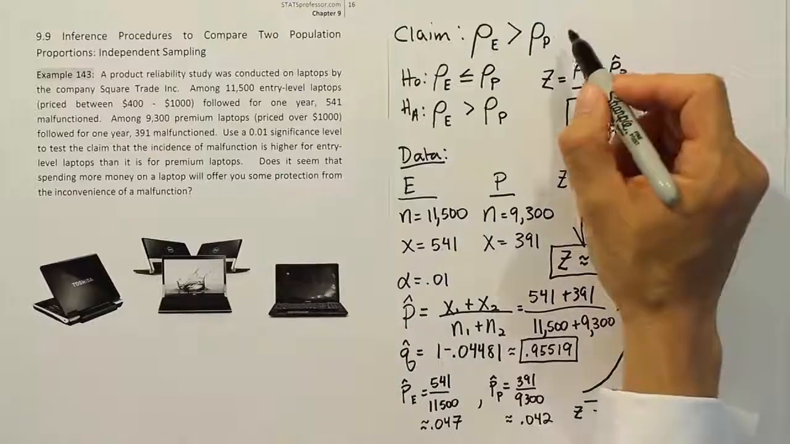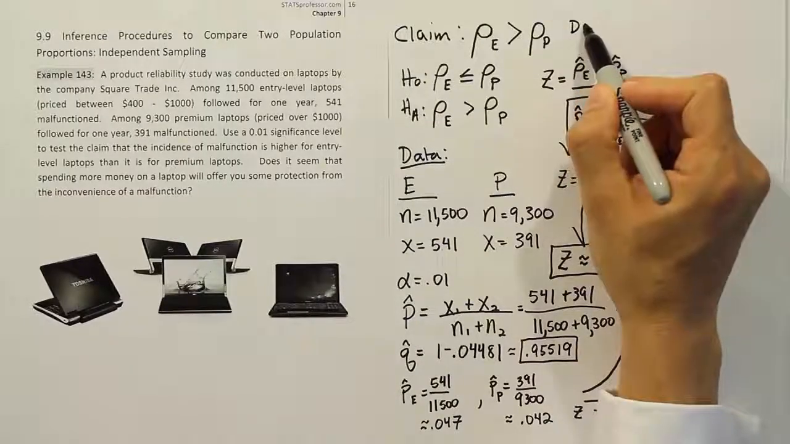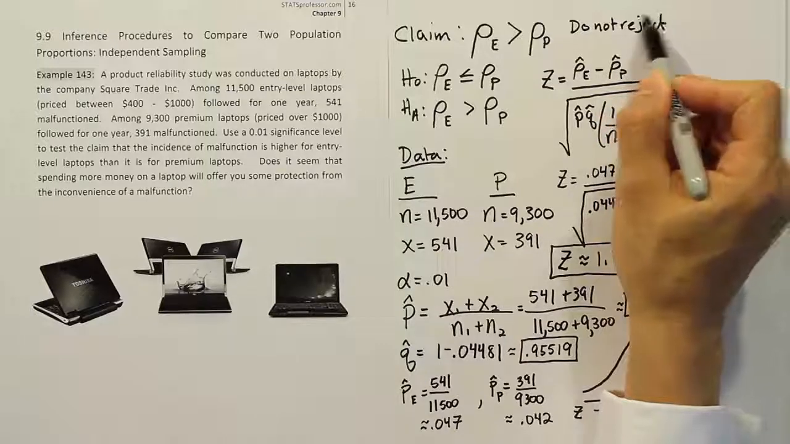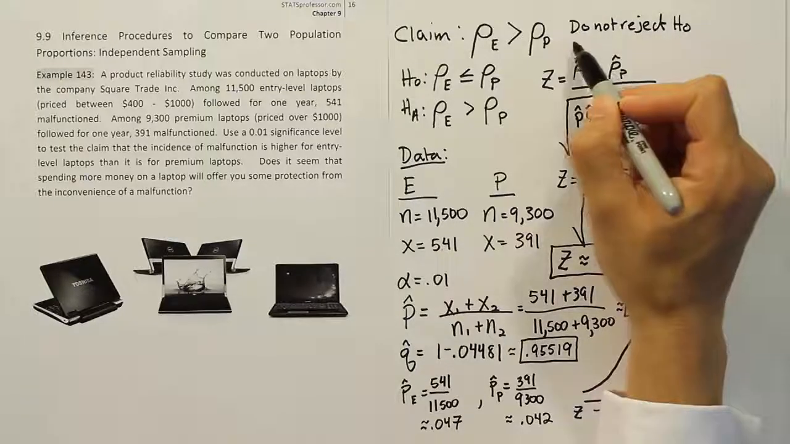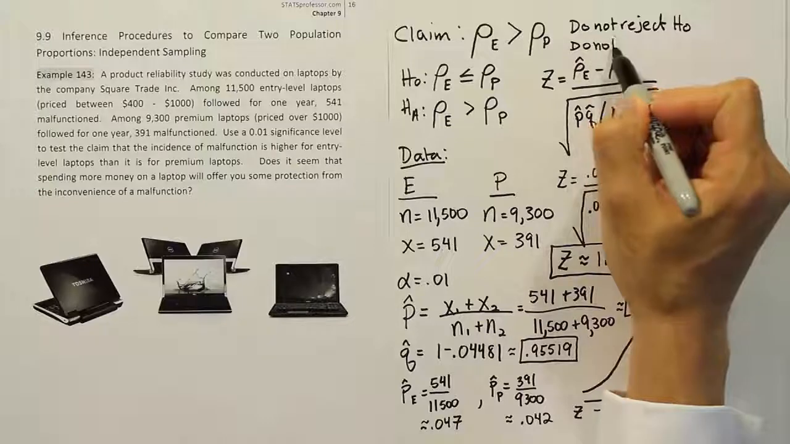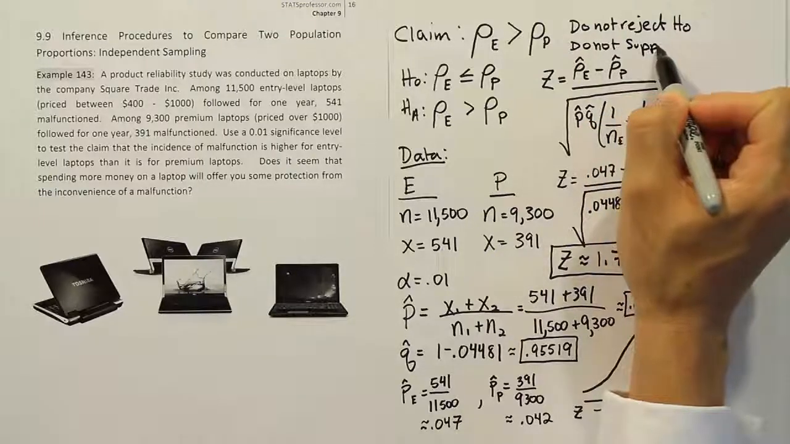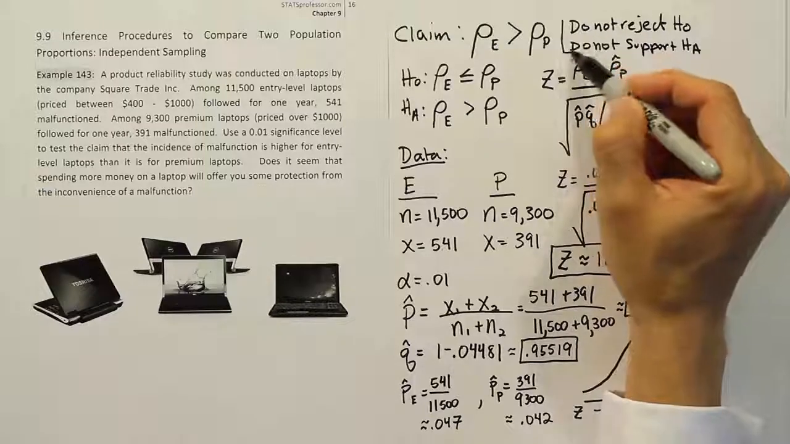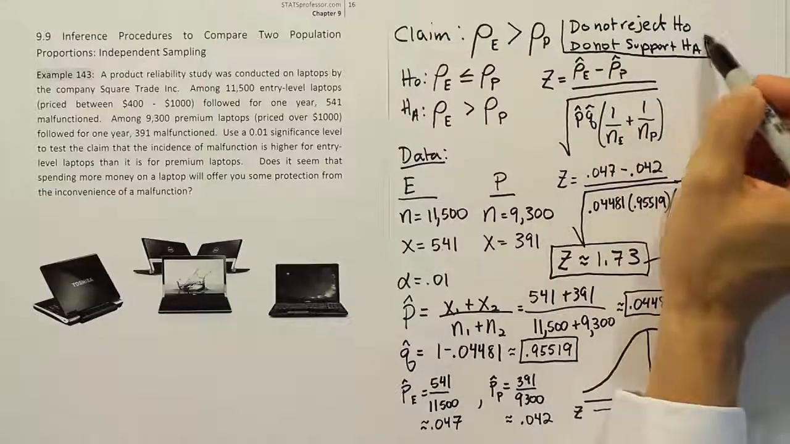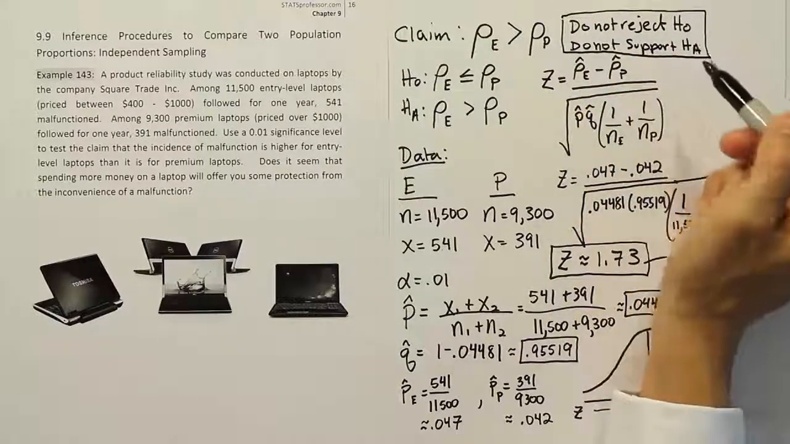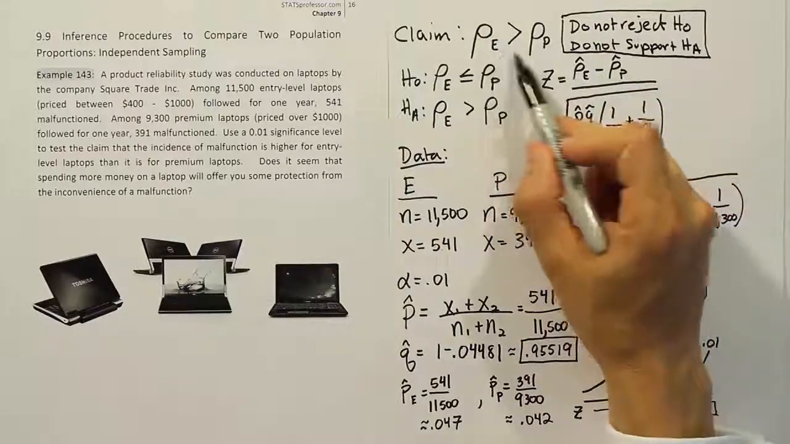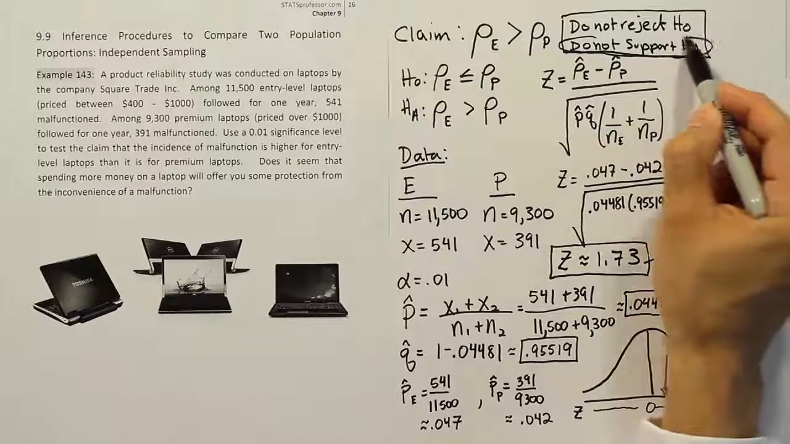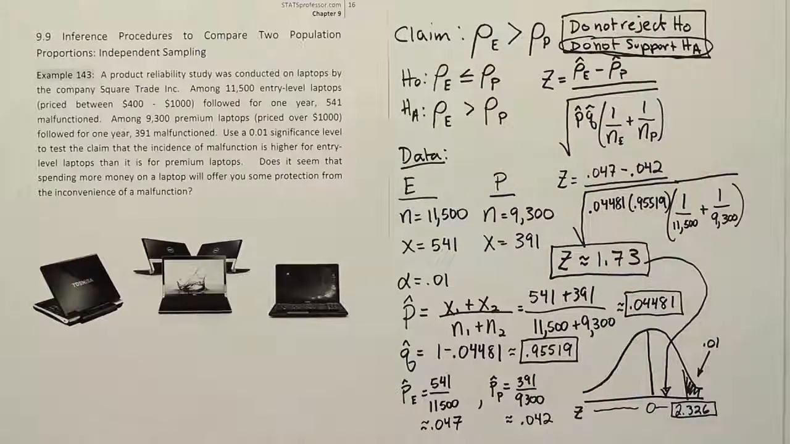So let's just pencil that in up here, right up next to the claim. So do not reject H0, and then that means do not support HA. Do not reject, do not support. Now, what's our claim here? Is it H0 or is it HA? Well, I think it's pretty clear that the claim has a greater than symbol, so it is HA. And so we're going to be wording our answer to say that we do not support the claim.